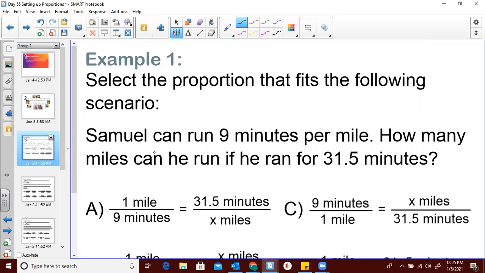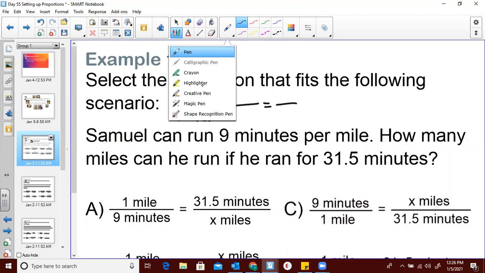So let's see, Samuel can run 9 minutes per mile. How many miles can he run if he ran for 31.5 minutes? So we're going to look at this. We're going to set up a ratio first, right? So let's set up a ratio. We're going to look at 9 minutes per mile. So we're looking at minutes and miles. So I'm going to write minutes over miles. All right, and from here I'm going to set up two more ratios, creating a proportion.